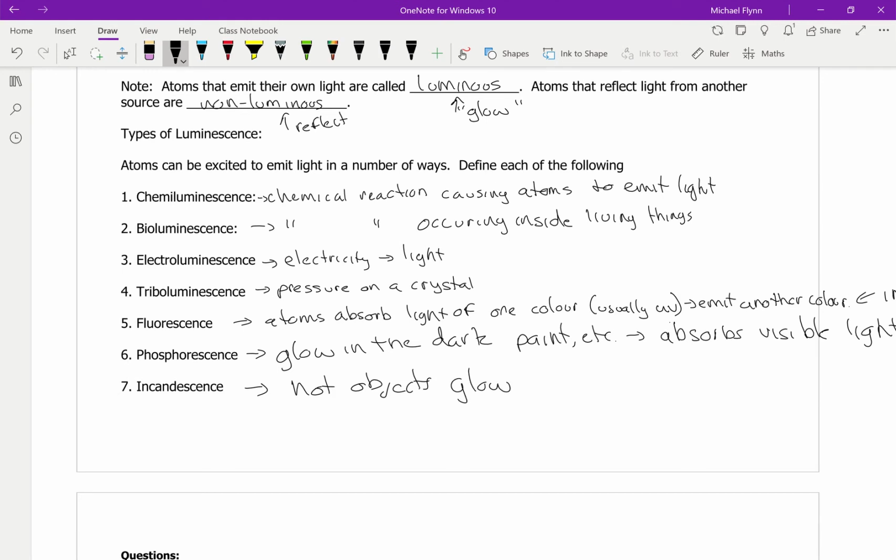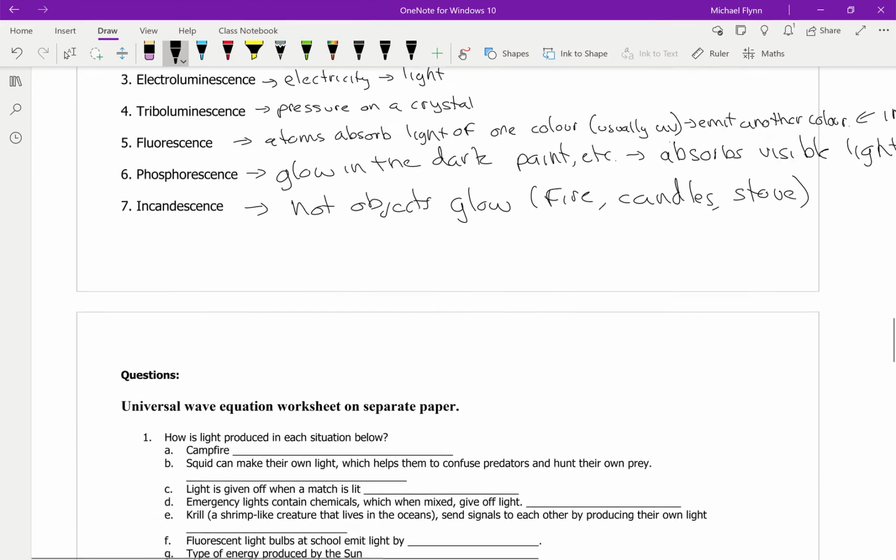So like a red hot coal will glow. A fire glows for this reason, a candle. So fire, candles, a stove element, these things glow because of incandescence. That word comes from candles. So hot objects, you stimulate something with heat, and if it gets hot enough, it'll glow with visible light. Also, there's infrared, but yeah.